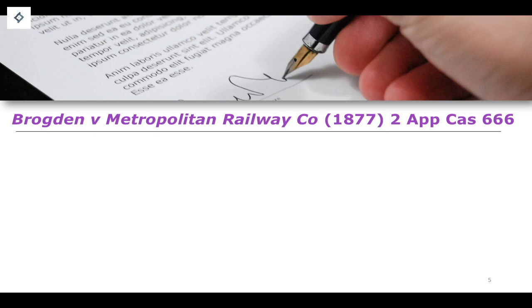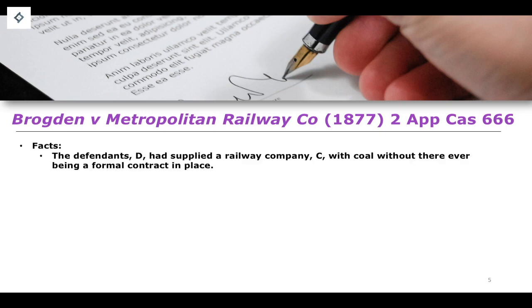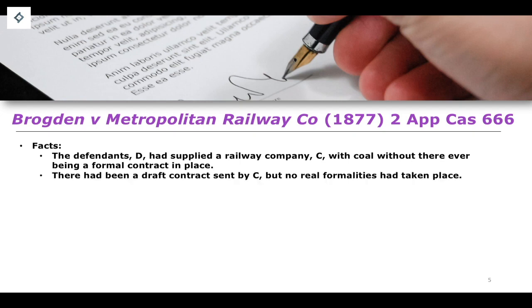Let's look at a case as an example. This is a case from 1877, so a relatively old case, Brogden v Metropolitan Railway. The facts of this case are as follows. The defendants had supplied a railway company with coal without there ever being a formal contract in place. The railway company were the claimants and the defendants were the suppliers. There was no contract in place to do so, but it was just a sort of general agreement that had existed between the parties for the defendants to supply this railway company with coal.